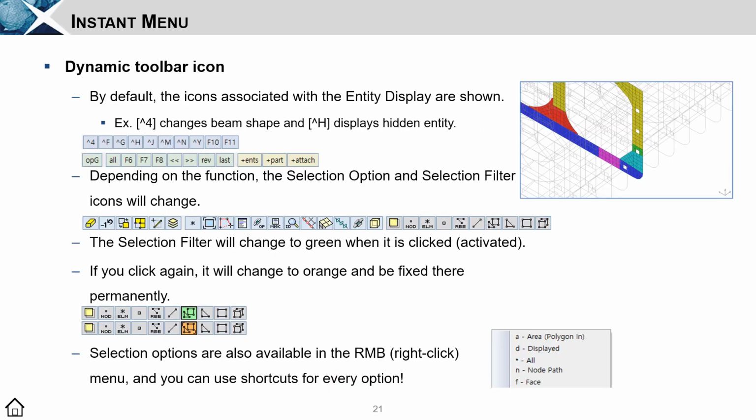By default, the icons associated with the entity display are shown. Control key plus number 4 changes bean shape. And Control key plus alphabet H displays a hidden entity.